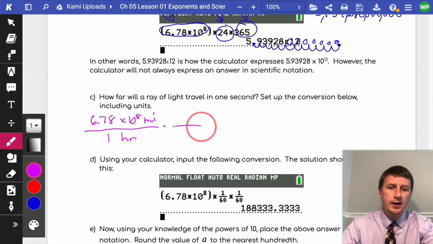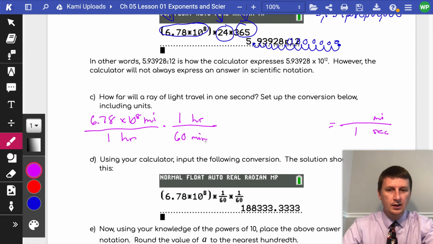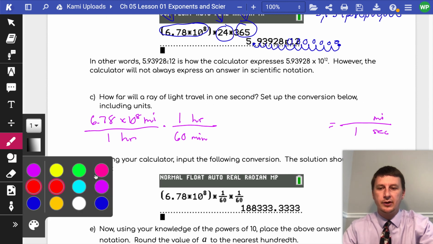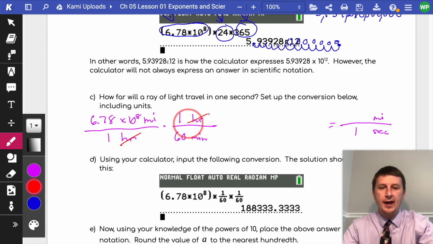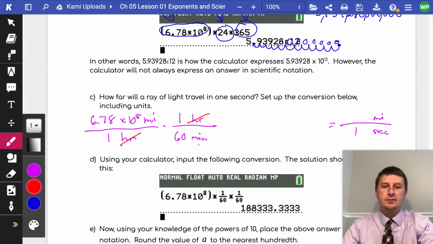So I'm going to go ahead and say I know that 1 hour has 60 minutes in it. Because again, I want to get to my answer where it's miles in 1 second. So by multiplying by 1 hour is every 60 minutes and putting the hours in the numerator, I can now cancel out hours with hours. So now my answer, if I were to multiply this straight across, would give me miles per minute.